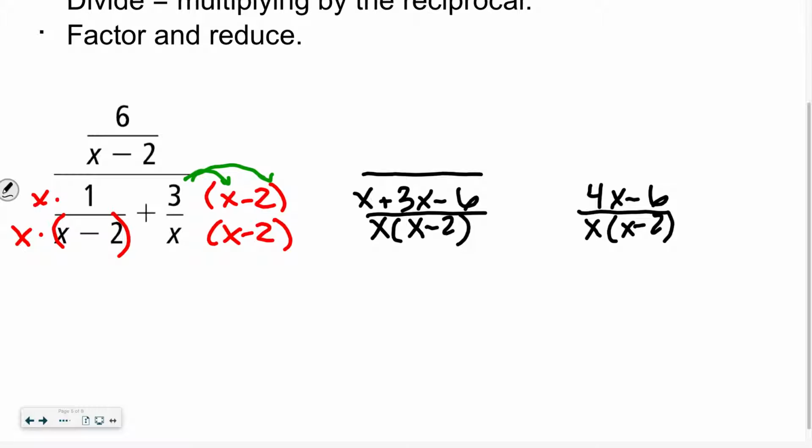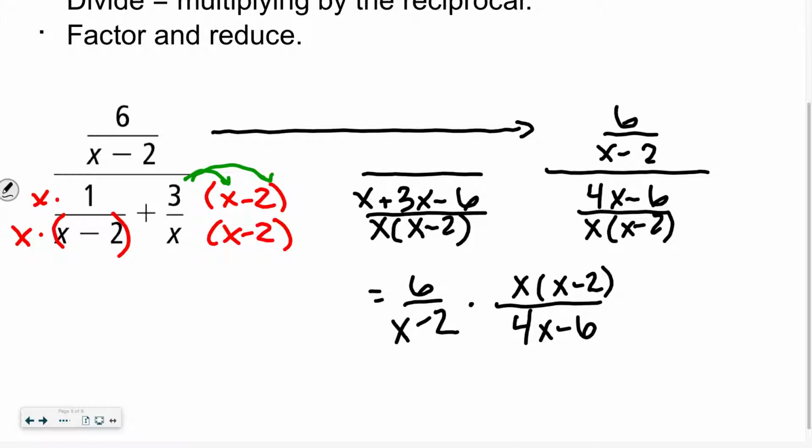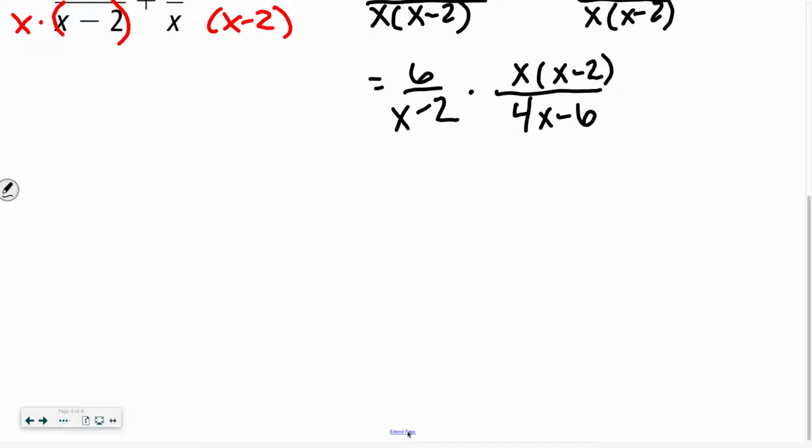Now remember, the numerator was good to go, right? So I'm just going to pull my numerator over here. That's 6 over x minus 2. So now I have a fraction divided by a fraction. Multiply by the reciprocal. So this will be 6 over x minus 2 times x minus 2 over 4x minus 6. What should I do next?